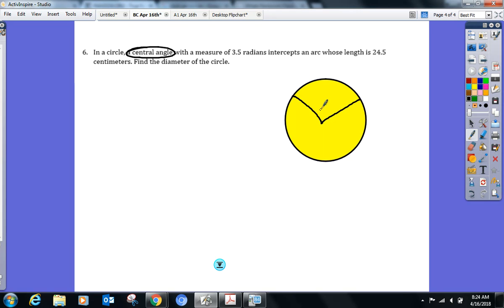And the measure of that angle is 3.5 radians. It intercepts an arc. The arc length is 24.5. Find the diameter. Now, hopefully that doesn't get heads spinning. Diameter? What do you have enough information to find right now? Not the diameter, but you could find radius. Absolutely. This is in radians, so convert it if you want, or use S equals theta R.